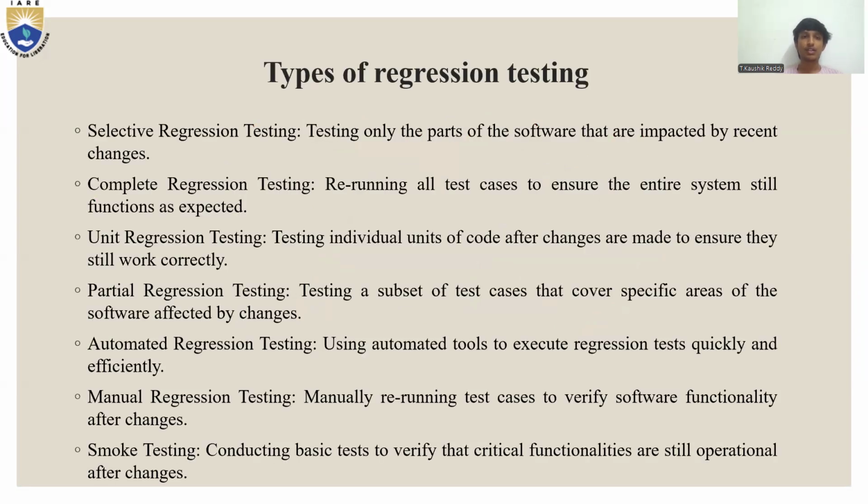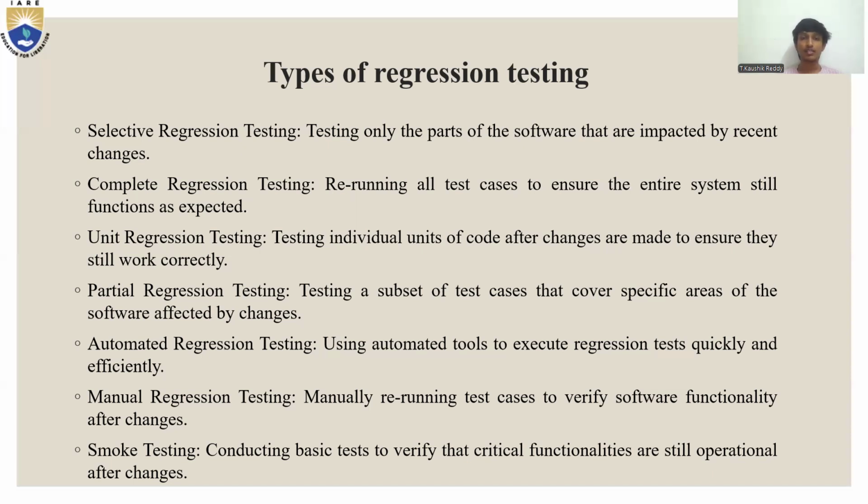Types of regression testing. There are seven types of regression testing: selective regression testing, complete regression testing, unit regression testing, partial regression testing, automated regression testing, manual regression testing, and smoke testing. First, let's define selective regression testing. Testing only the parts of the software that are impacted by the recent changes is selective regression testing. Complete regression testing means rerunning all test cases to ensure that the entire system is bug free and functions as expected.